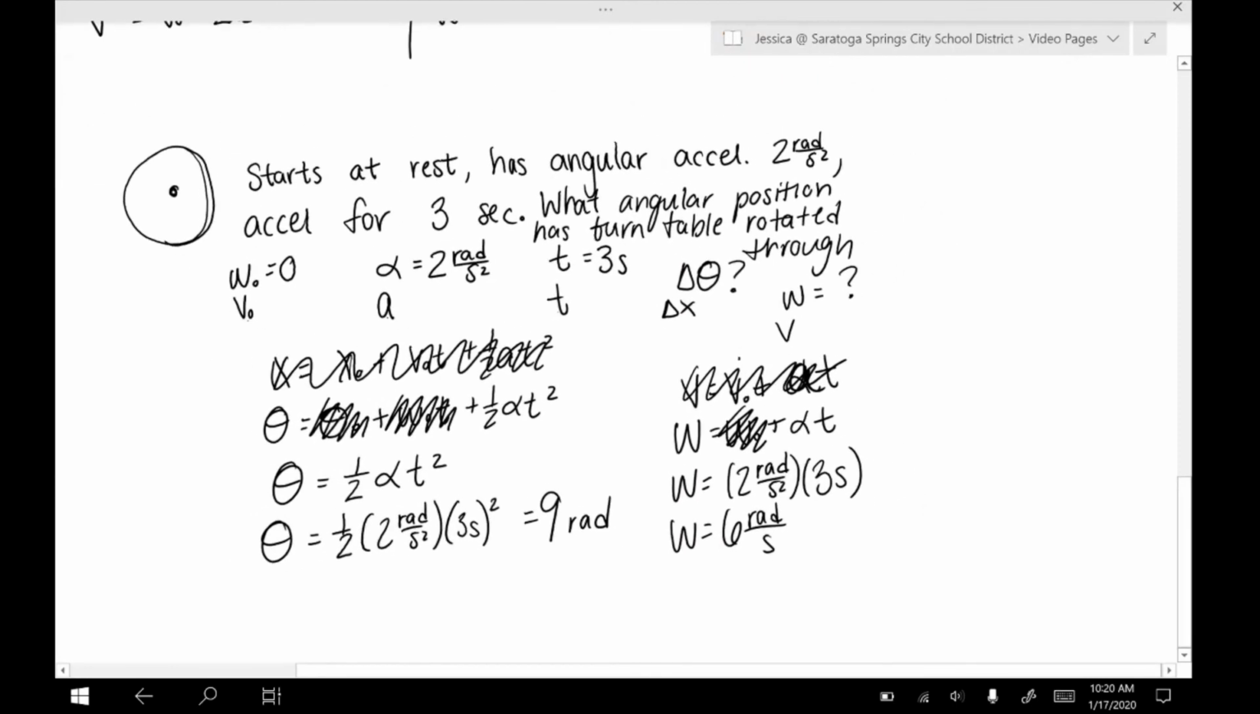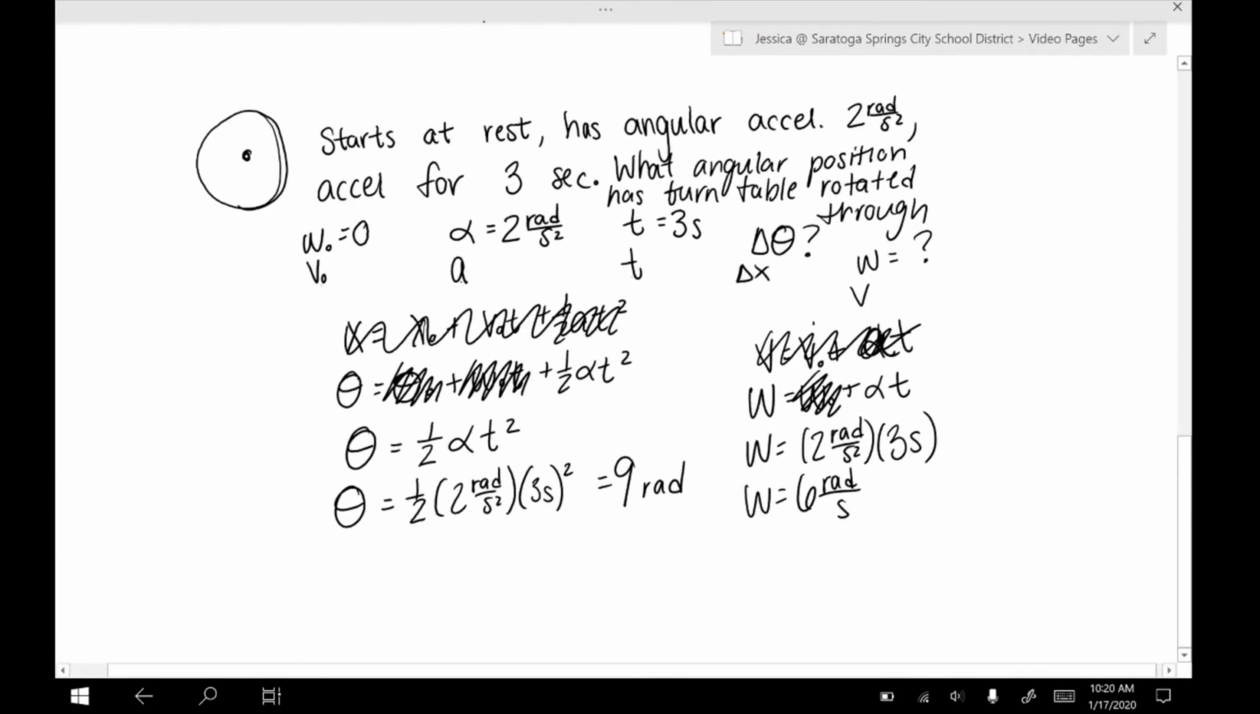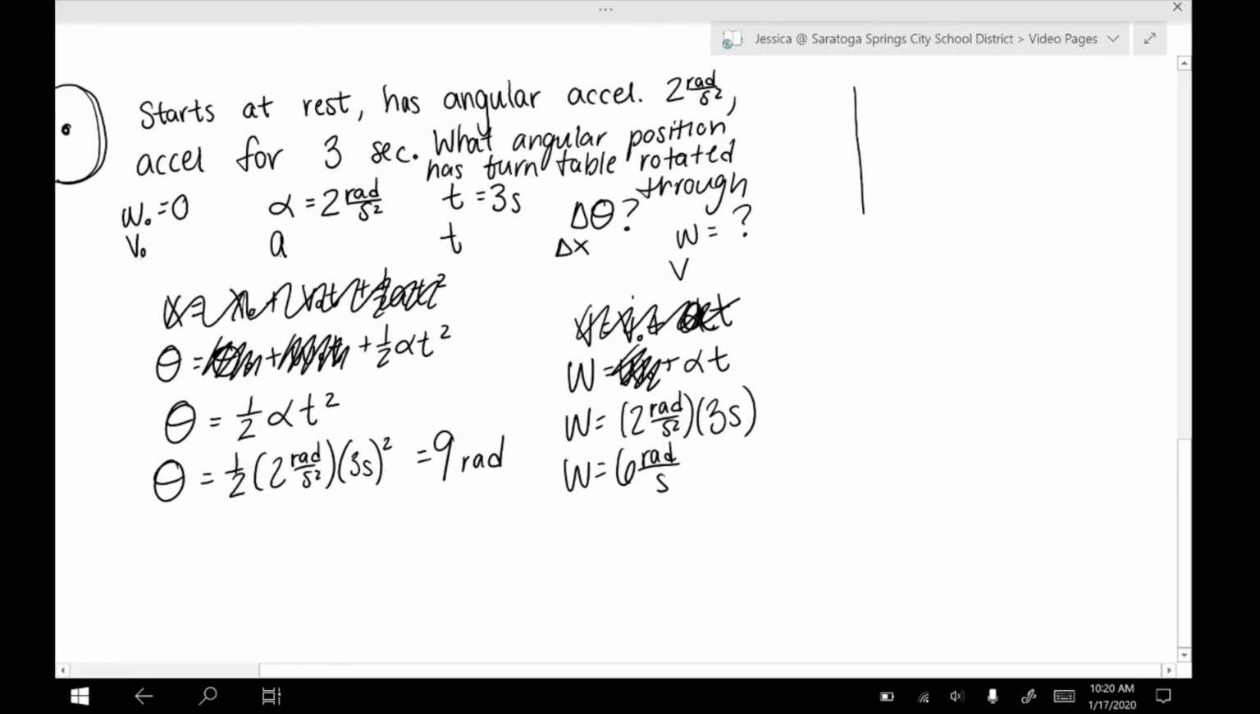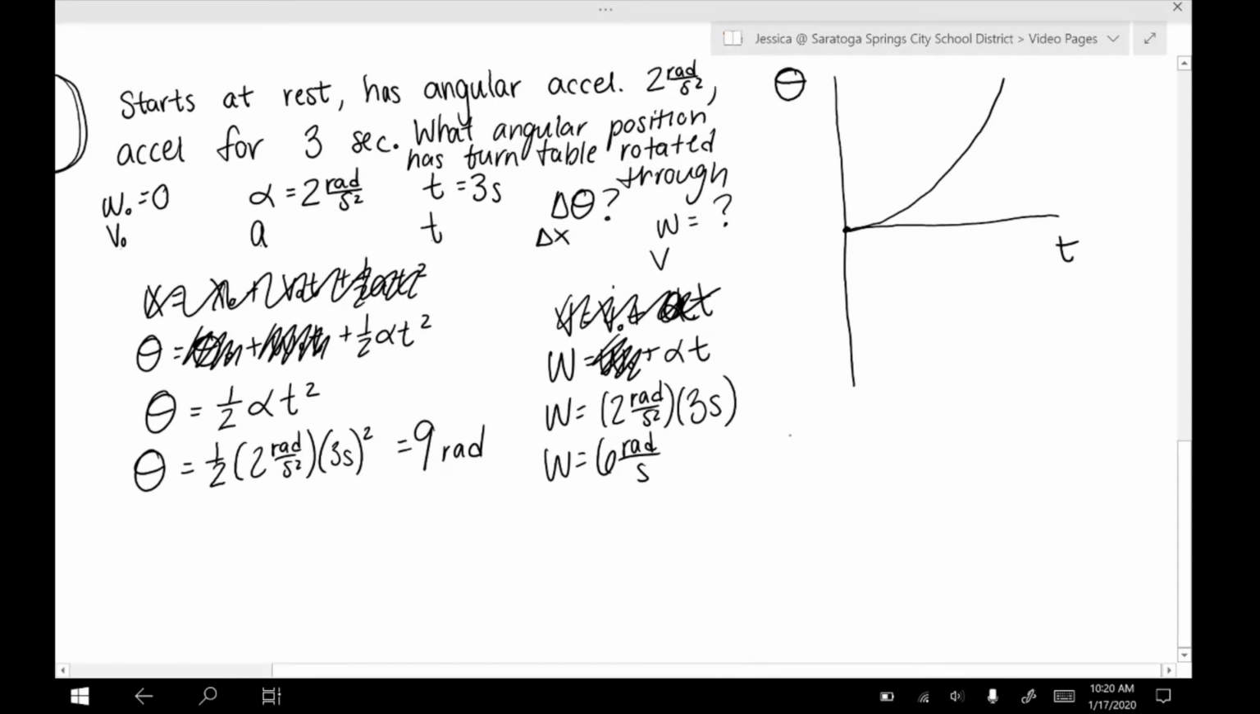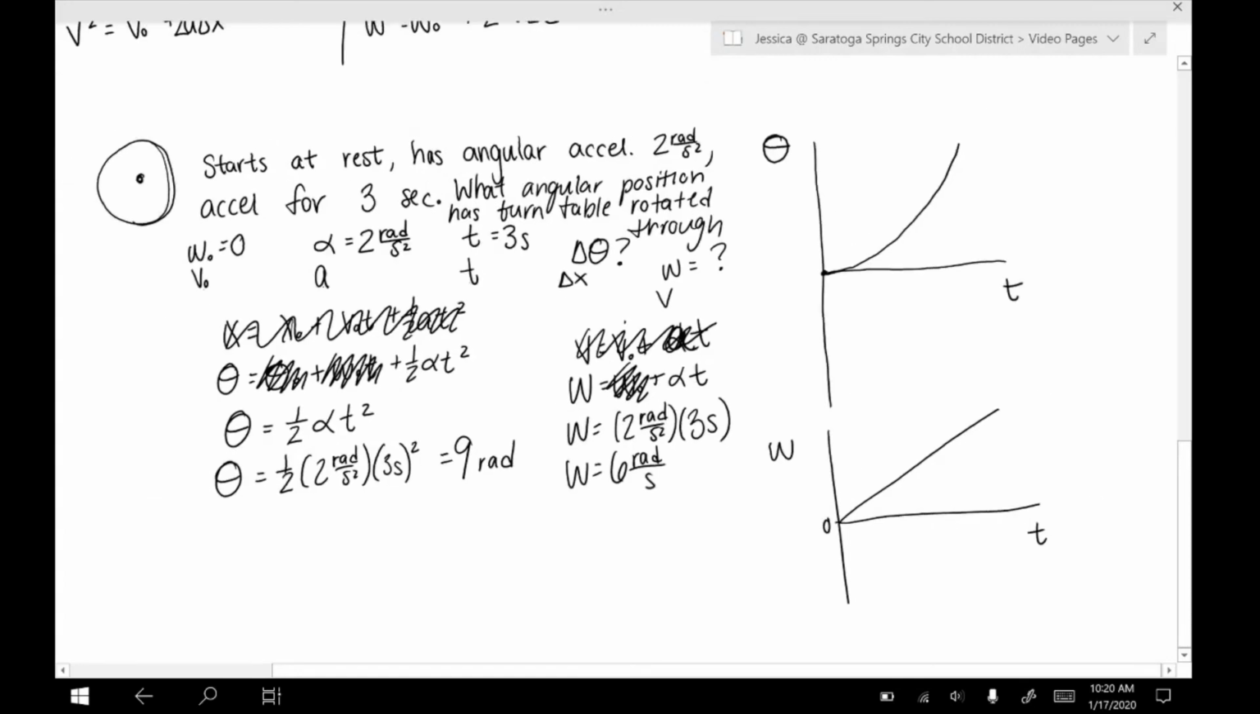Now, just like with linear kinematics, we can look at graphs for angular kinematics. So instead of position versus time, we look at angular position versus time. For the example given, we start at 0 and end at 9. We're accelerating in the positive direction and rotating in the positive direction. So my graph would look like that, exactly the same as a position versus time graph would look like for an object speeding up. Velocity versus time would be similar. I'd start at 0 and end at 6 with a nice straight line.